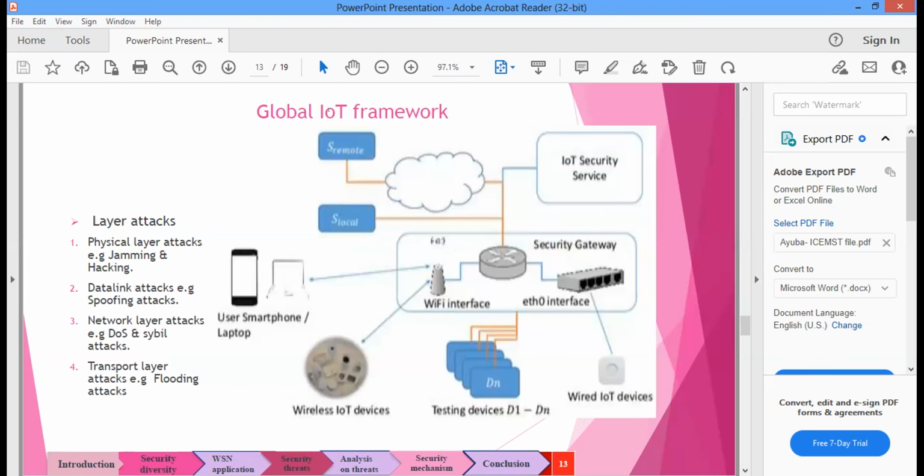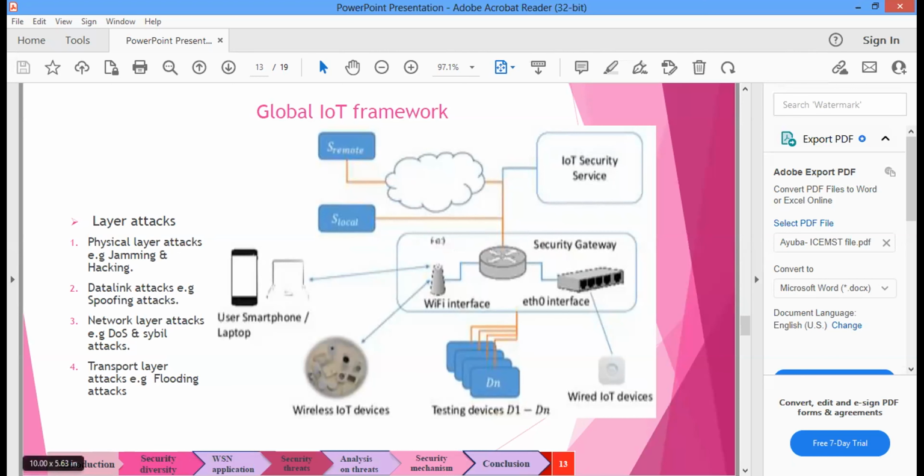We also have a global IoT framework. The kinds of security threats that can be launched on this framework are in the form of layer attacks, where we have physical layer attacks, such as jamming and hacking, the data link attack, such as the spoofing attack, the network layer attack, such as the denial of service attack, the sybil attack, and then the transport layer attack, e.g.